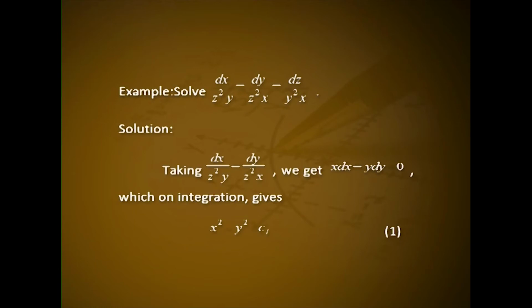Example: solve dx/(z²y) = dy/(z²x) = dz/(y²x). Taking dx/(z²y) = dy/(z²x), we get x dx − y dy = 0, which on integration gives x² − y² = c1. Let it be equation number 1. Now take dy/(z²x) = dz/(y²x). We get y² dy − z² dz = 0, which on integration gives y³ − z³ = c2.